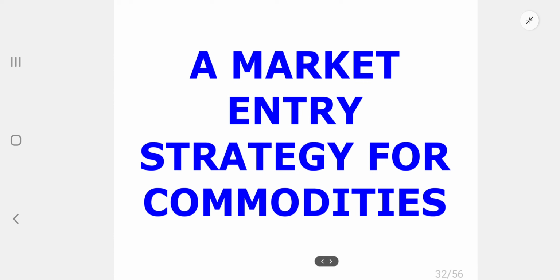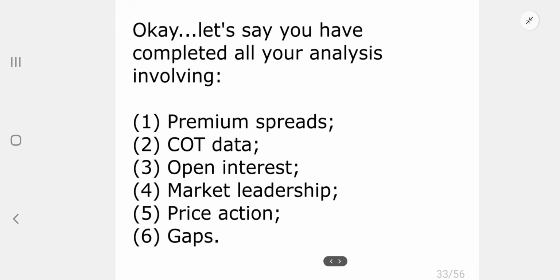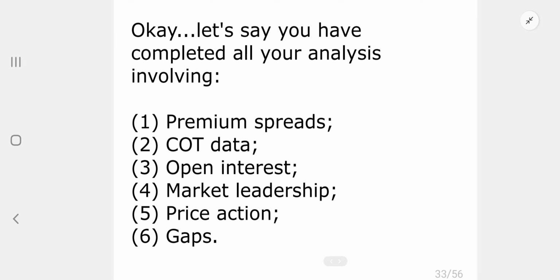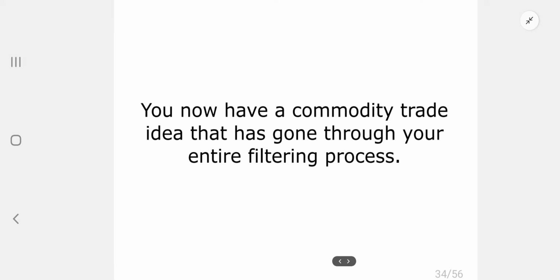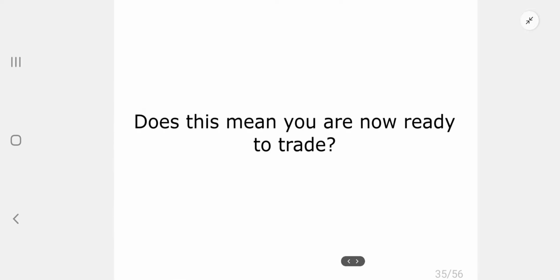A market entry strategy for commodities. Okay, let's say you have completed all your analysis involving number 1, premium spreads, number 2, COT data, number 3, open interest, number 4, market leadership, number 5, price action, and number 6, gaps. You now have a commodity trade idea that has gone through your entire filtering process. Does this mean you are now ready to trade? Yes, it does.